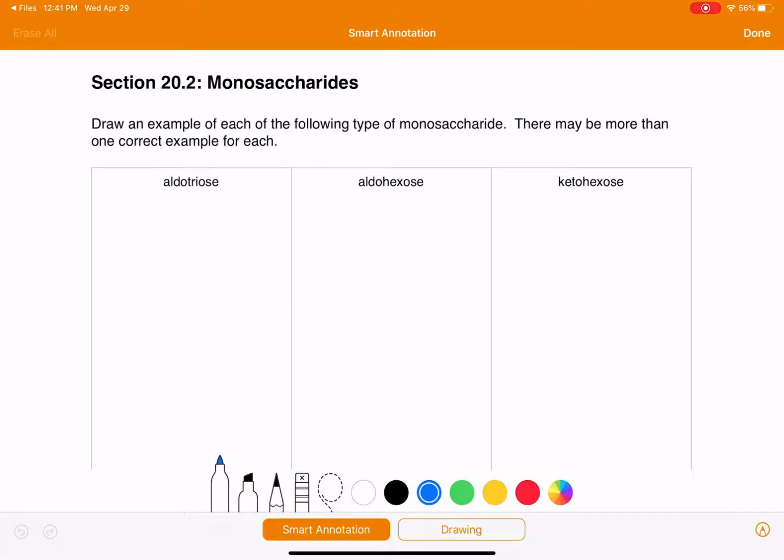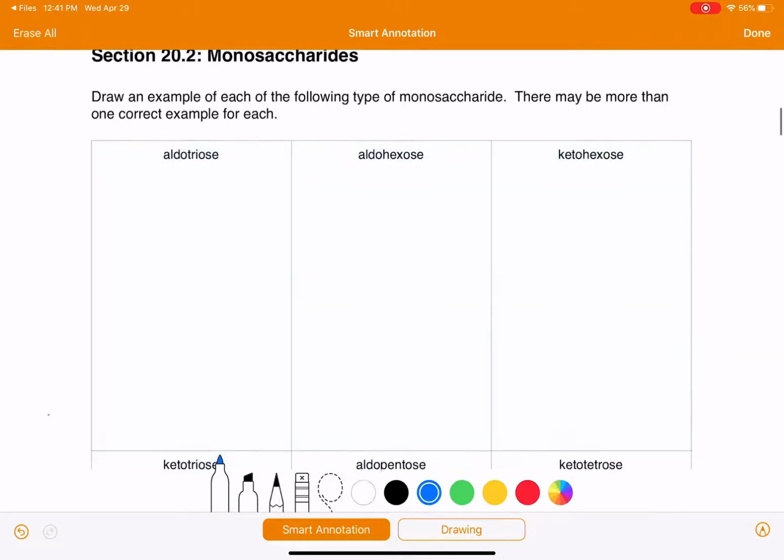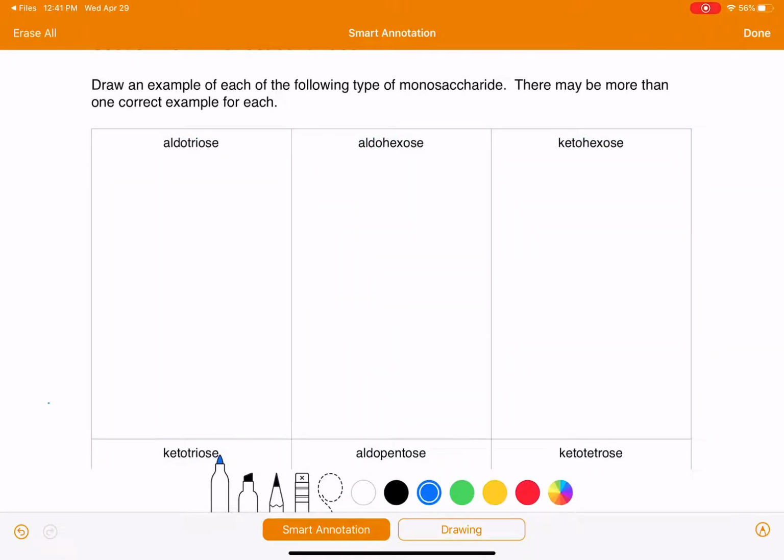We are looking at the worksheet for section 20.2. This worksheet is going to help you practice using the aldo and keto prefixes and the triose, tetrose, pentose, hexose suffixes. On this worksheet, you're being asked to draw an example. There may be more than one correct example of each of these different types of monosaccharides. So here's how I approach a problem like this.